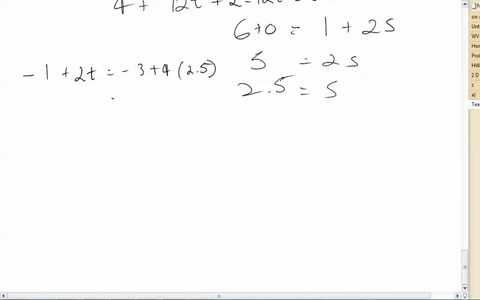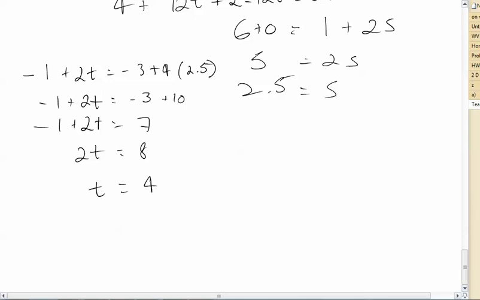So that equals -3 plus 10, that's just the math. And then -1 plus 2t equals, and that ends up equaling 7. Then we add the 1 on either side, which is 8 equals 2t, and then divide either side by 2, which equals t equals 4.